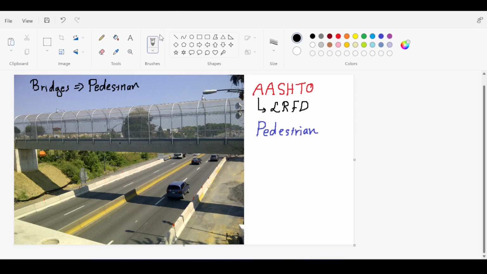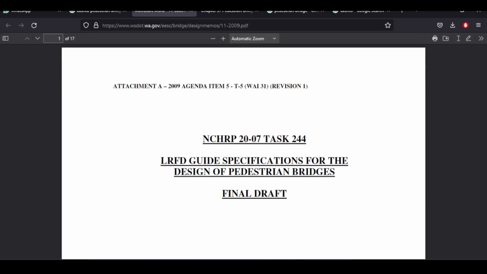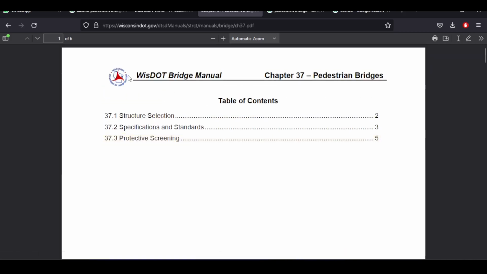Now, this is a guide that is available for the design of pedestrian bridges, and this is also being referred to in all those specifications of all those transportation departments. For example, here, this is the Wisconsin Department of Transportation, and the Department of Transportation is one of the ruling bodies in the USA for giving manuals that engineers should stick to when designing bridges or anything related to transportation.